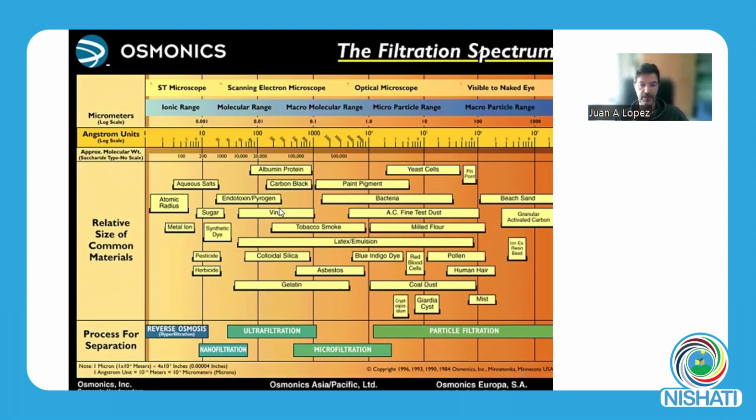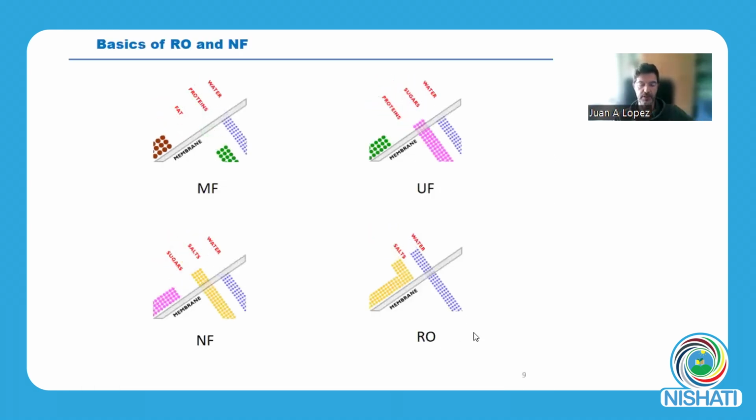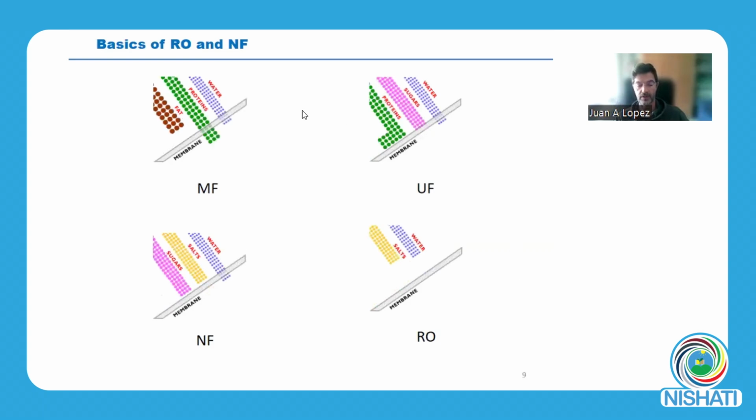Of course, if nanofiltration is able to remove pesticide from the water, it's also able to remove proteins, bacteria, Giardia, etc. So this is a very interesting slide, so you can compare different sizes and also different contaminants and also the most appropriate technology for each.